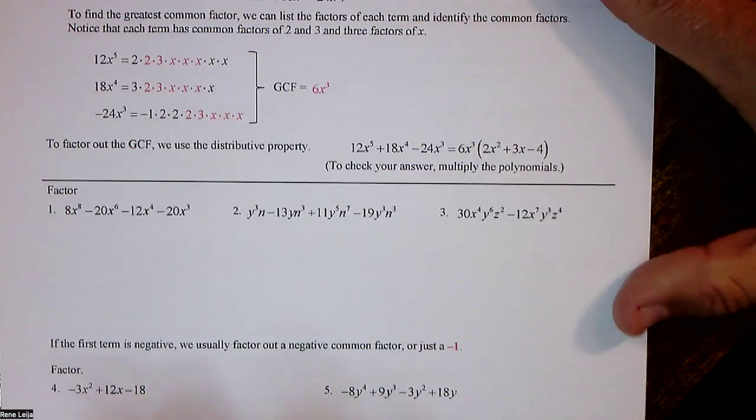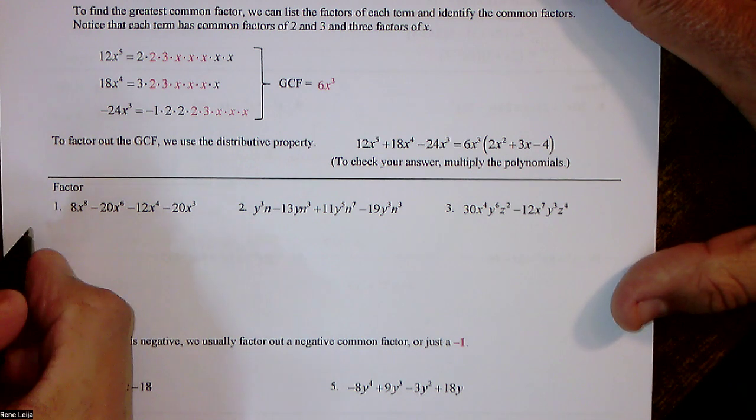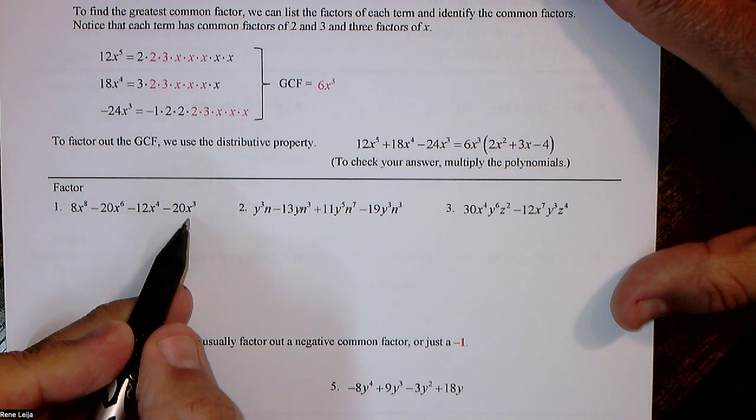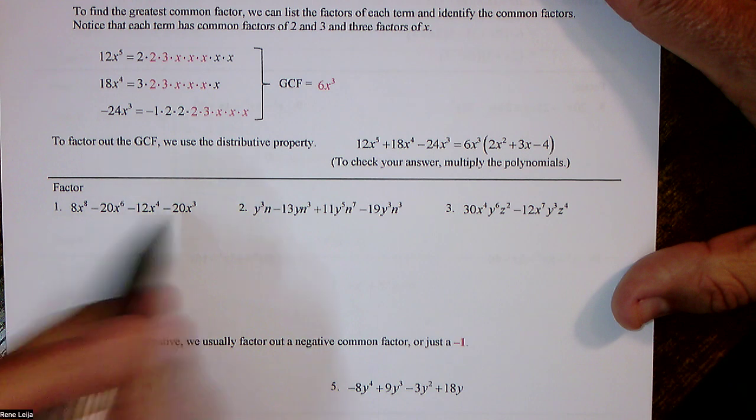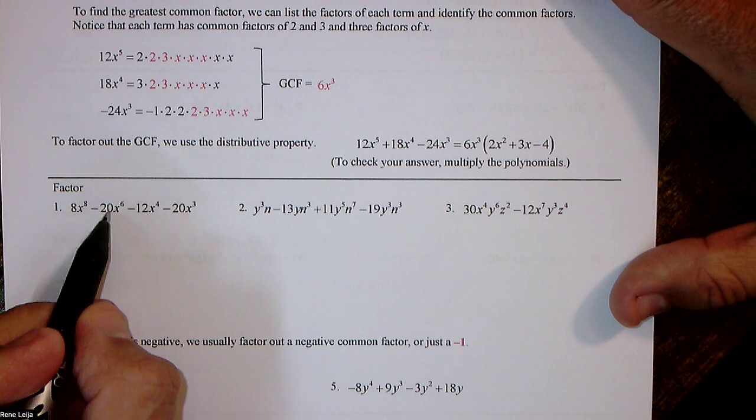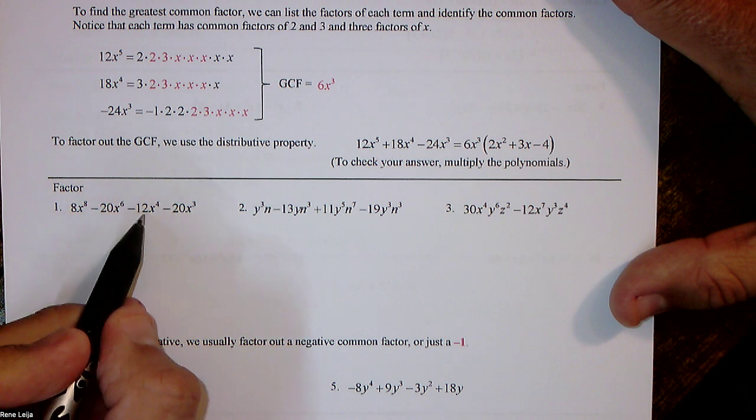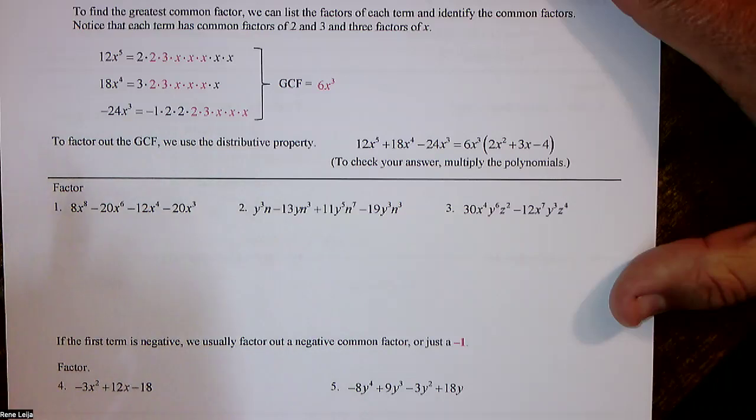Okay. So if we look at number 1, I want to know what would be my GCF. So my GCF would be the most that I can take out of all of my terms. So 8, 20, 12, and 20. Well, if I took a 2 out, I'd have a 4 left over. That would be a 10. That would be a 6. That would be a 10. So there's still something else I can take out because they're even numbers. So I would take out a 4.